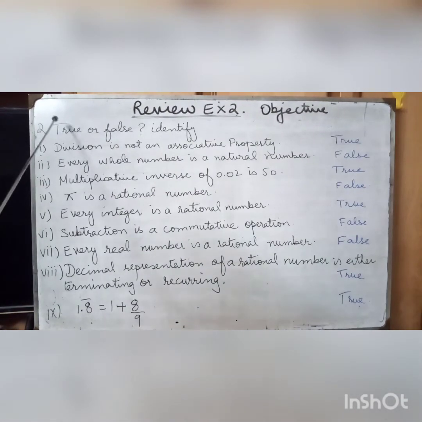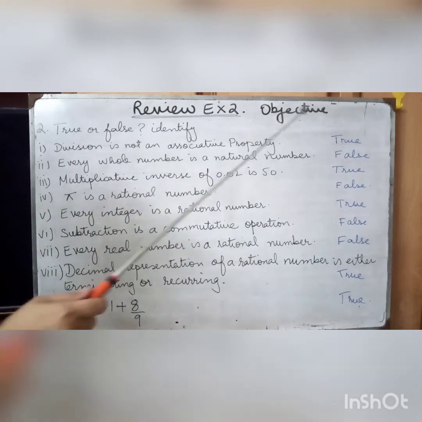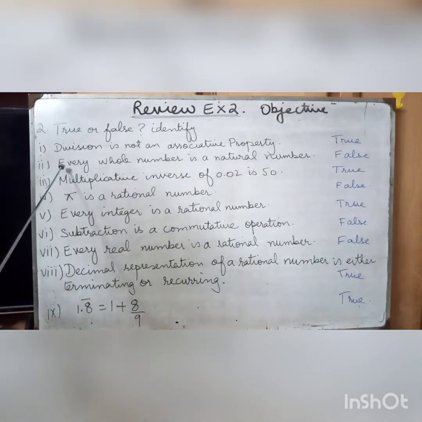Question number 2. True or false? Identify. Division is not an associative property. True. Second, every whole number is a natural number. False. Third, multiplicative inverse of 0.02 is 50. True. Fourth, pi is a rational number. False. Fifth, every integer is a rational number. True. Sixth, subtraction is a commutative property. False.